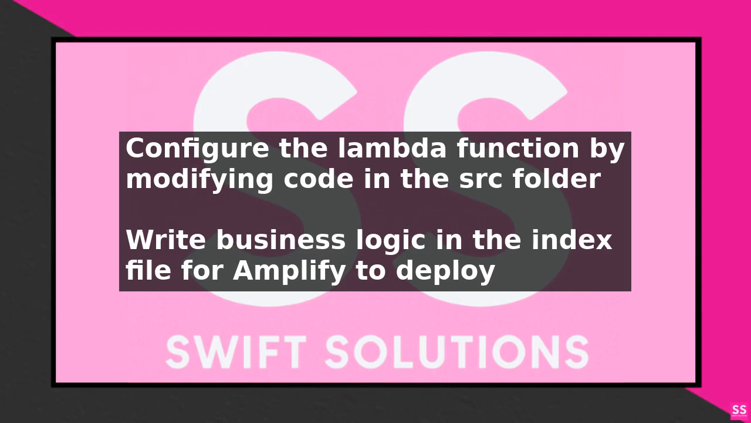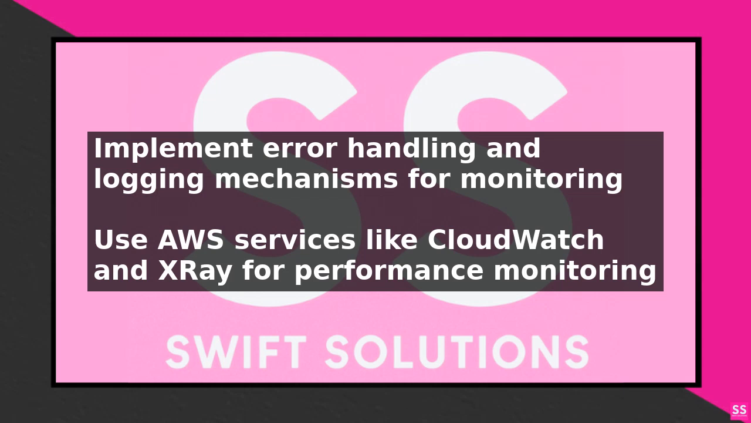Best practices for configuring AWS Amplify Lambda functions include using environment variables to store sensitive data, such as API keys and database credentials. You should also use a consistent naming convention and organize your code into separate files and folders. Additionally, you should implement error handling and logging mechanisms to monitor and debug your Lambda function. You can use AWS services such as CloudWatch and X-Ray to monitor your function's performance and troubleshoot issues.